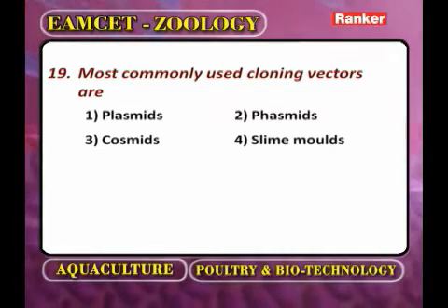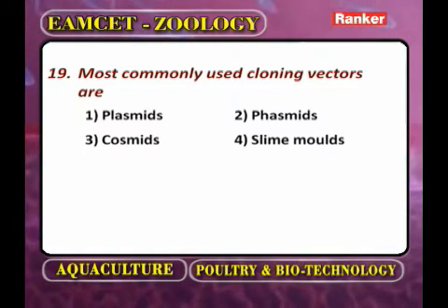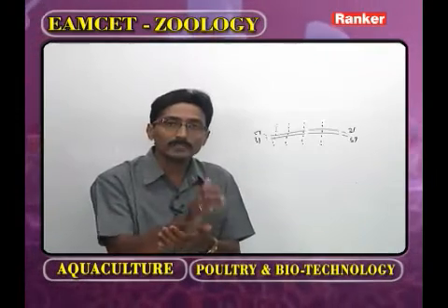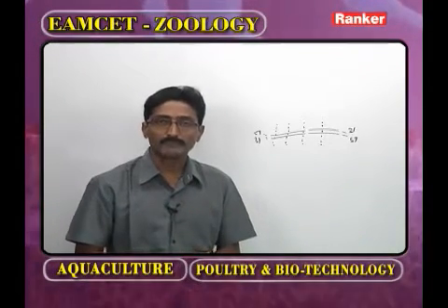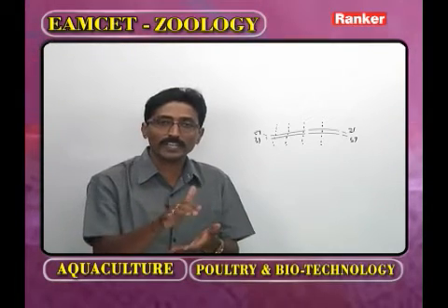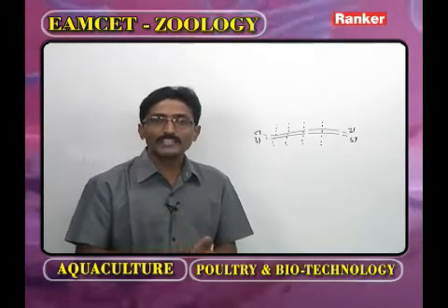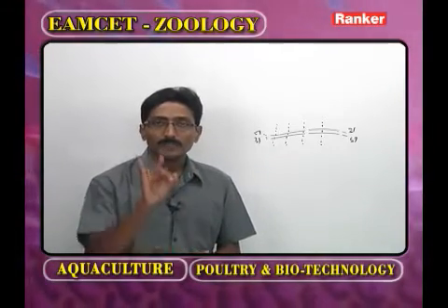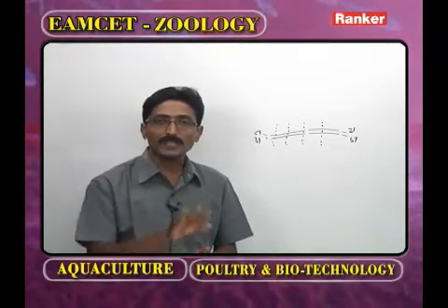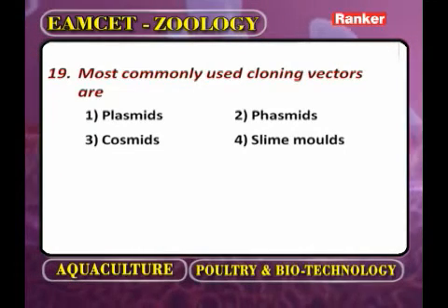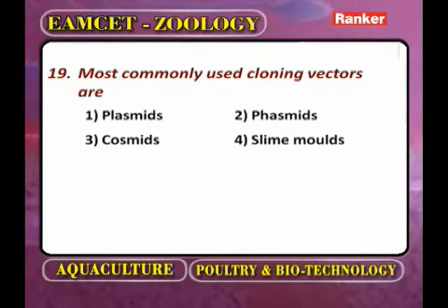Most commonly used cloning vector. Generally, for carrying the gene, gene meaning part of DNA, we use different vehicles. Here the vehicles are called vectors. What are the vectors? The plasmid, bacteriophage, cosmid, bacterial artificial chromosome, yeast artificial chromosome. All these are vectors.